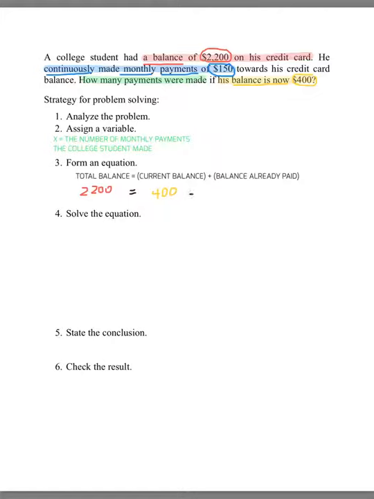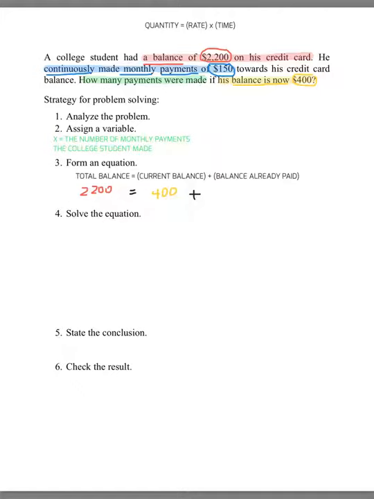And we're going to add to that the balance already paid. So the balance already paid, that's going to be a specific quantity. And we already have a formula for quantity. Let me go ahead and write it down at the top. So that equation is quantity is equal to rate times time. And we actually have to be able to fill this equation out.